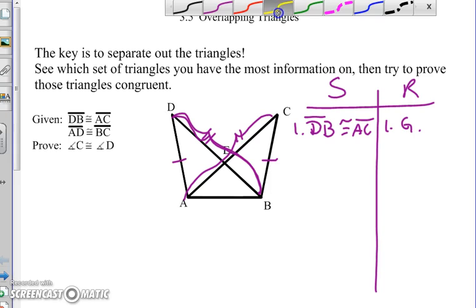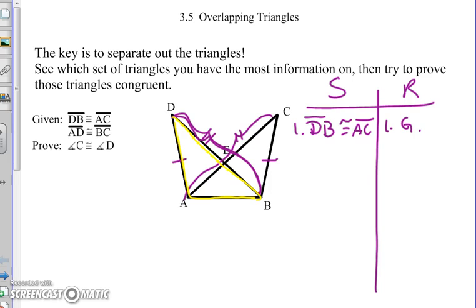Let me grab a different color here. I'm thinking this triangle, DAB, and I'm going to redraw that over here. I suggest you do the same thing, which means do it. And on that triangle, I've got this side marked, so I'm going to put a marking there. And I've also got the side from D to B marked, so I'm going to put a marking on that one as well.